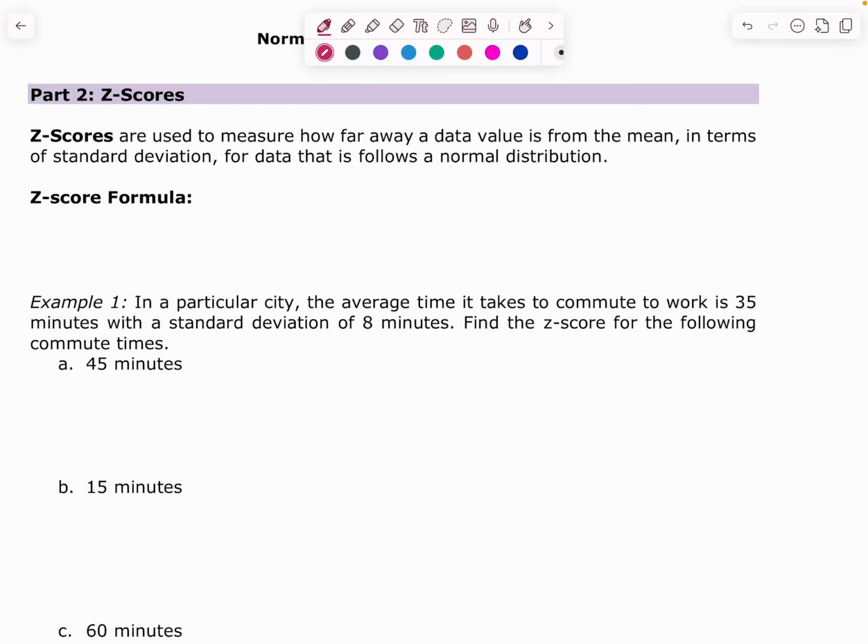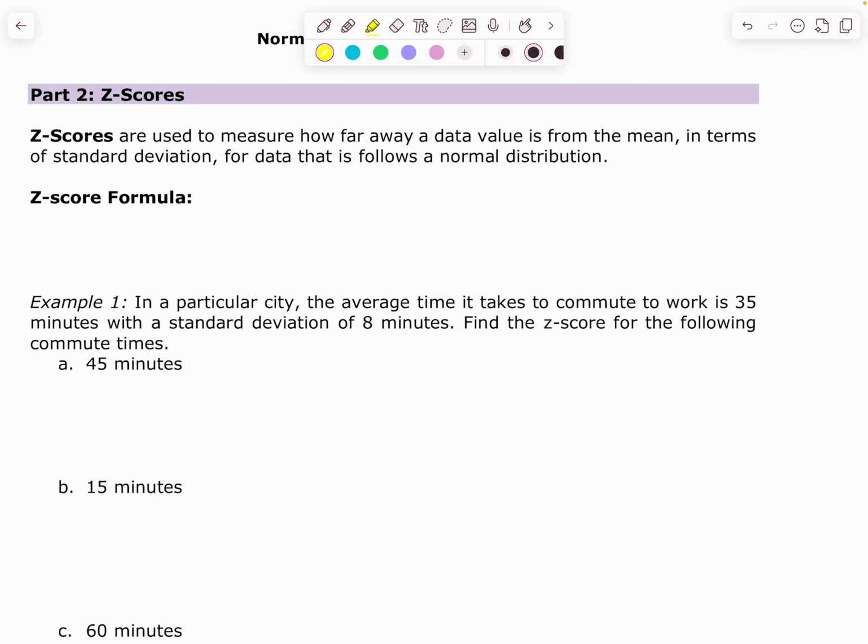All right, so z-scores are a necessary feature of the normal distribution. Z-scores are used to measure how far away a data value is from the mean in terms of standard deviation. And this is only for data that follows a normal distribution. If your data is not normally distributed, you cannot use this specific z-score formula.